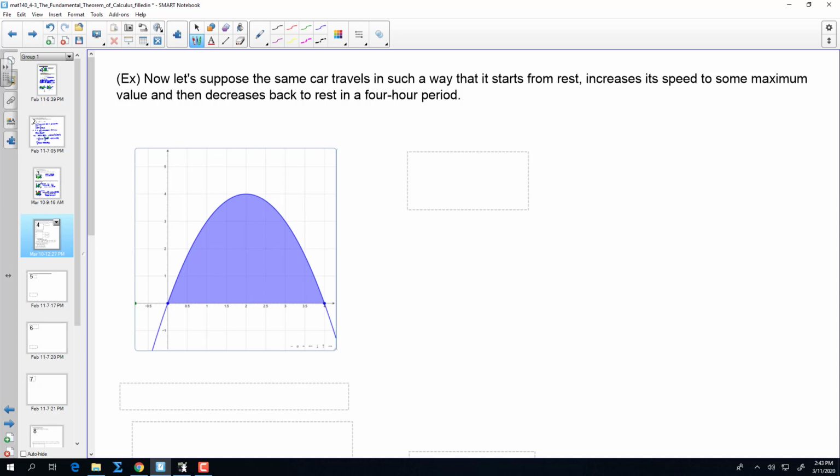So, what I think you can see, however, is if I wanted to get the total distance traveled by the car in this time period, then what I would need to do is come up with a function, an accumulation function. So I think you can see that if I wanted to find the total distance that this car has traveled, that is going to be equal to the area under the curve.